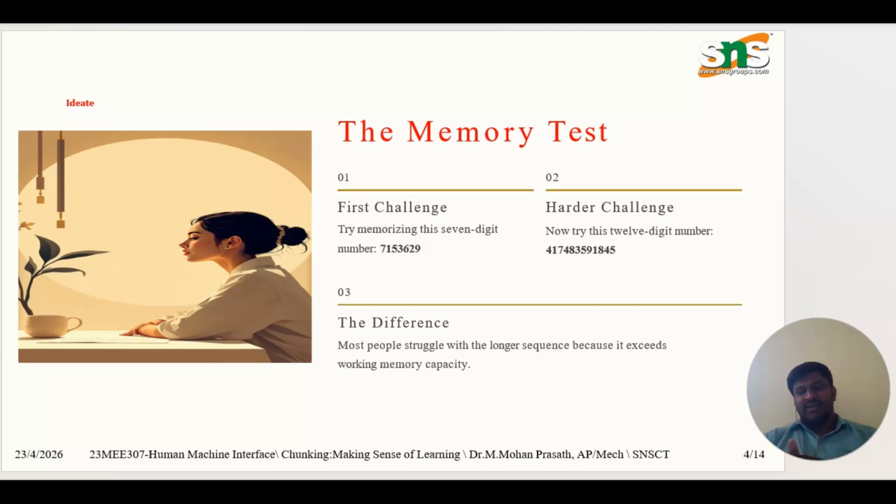Let's come to our memory test. The first challenge is to memorize a seven-digit number such as 7153629. If you try to recall the seven-digit number, we can remember it easily. But the harder challenge is to memorize a 12-digit number such as 417883591845. It was difficult to remember the 12-digit number. The difference between the first challenge and the second challenge is that most people struggle with the longer sequence because it exceeds the working memory capacity.